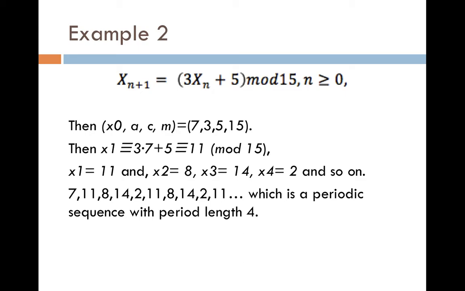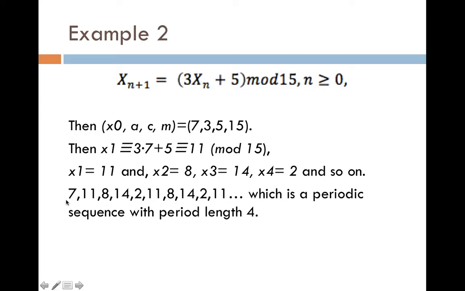But similarly, if we have a different equation, a second example, let's see if we can kind of mess it up and see what's going on here. So we've chosen our a value of 3, our c value of 5, and our modular m value of 15 with our initial seed value of 7. So first term 7, 7 goes in, 7 times 3, 21, plus 5 mod 15 is 11. Okay, so 7, 11, and so on and so forth, 8, 14, 2, 11, 8, 14, 2.